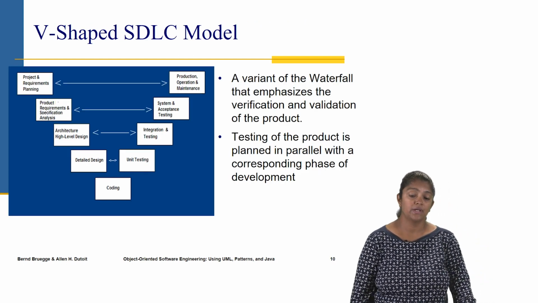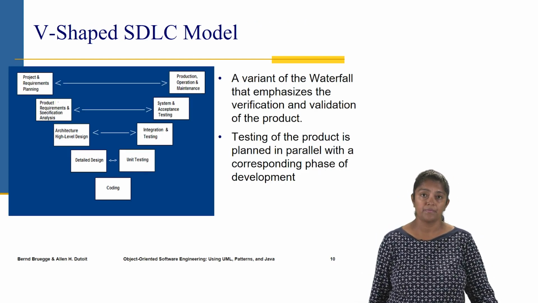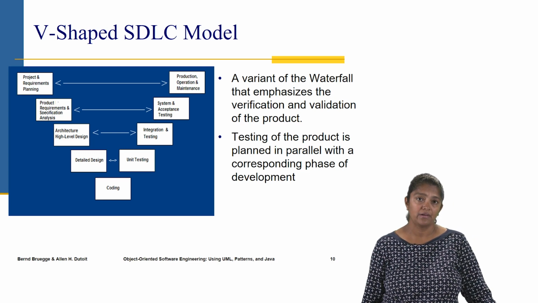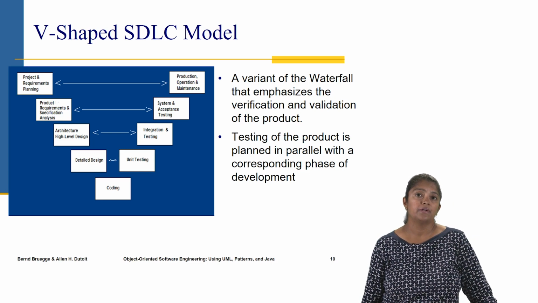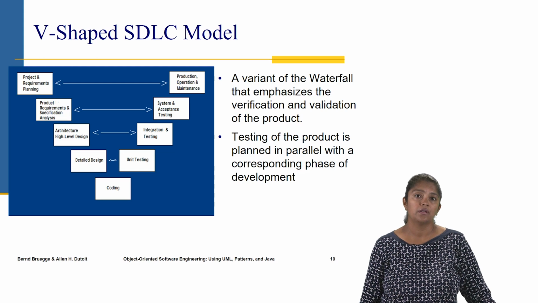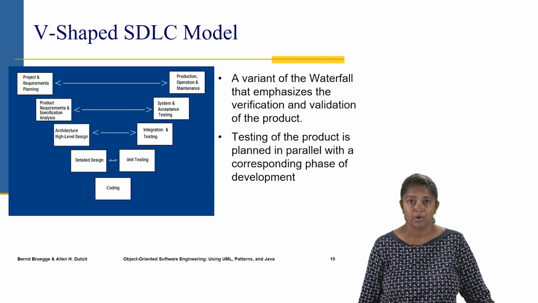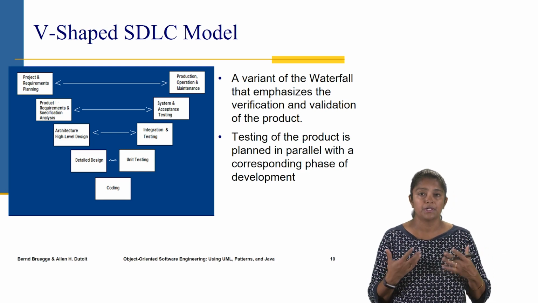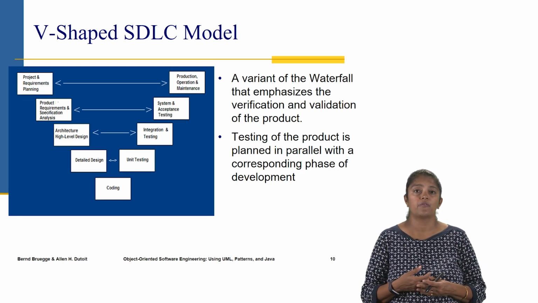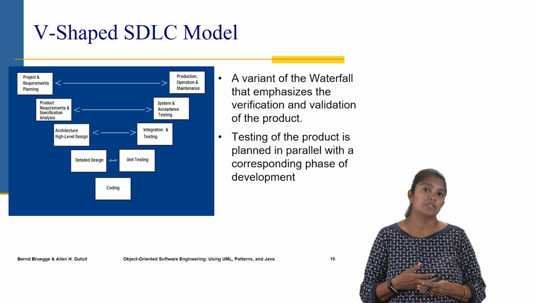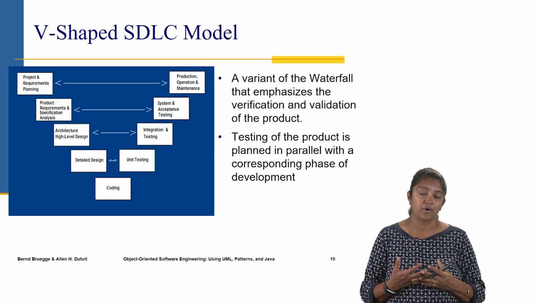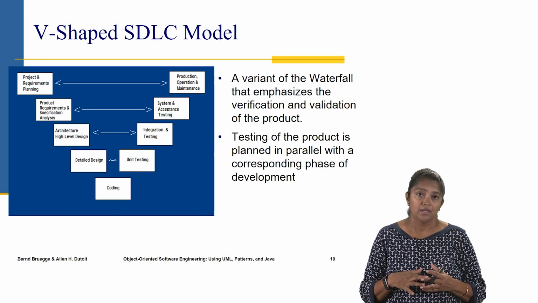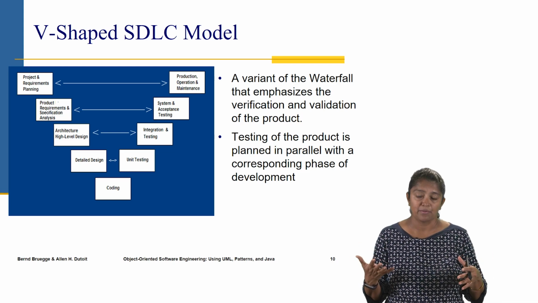So then let's look at the next one, which is the V-shaped SDLC model. It's a slight variant of the waterfall with a higher focus on verification and validation of the product. So there's more focus on quality and making sure that high quality software is produced. So in this model, we see that testing of the product is planned in parallel along with development.